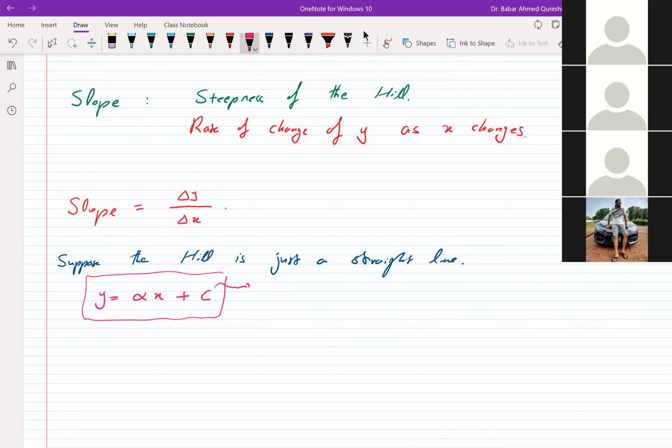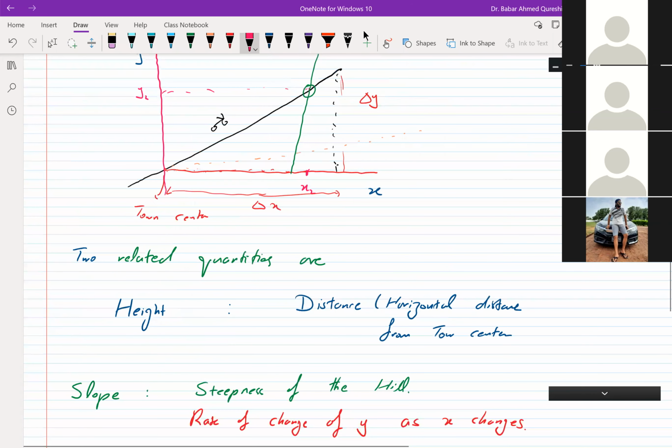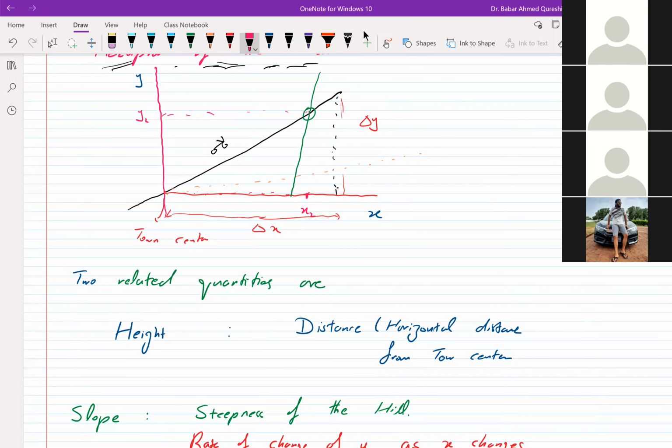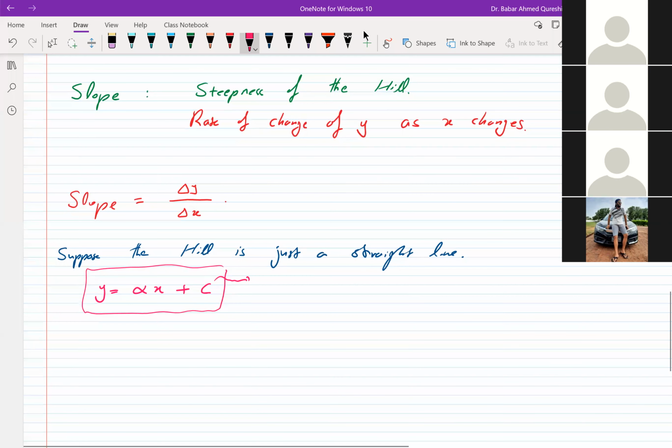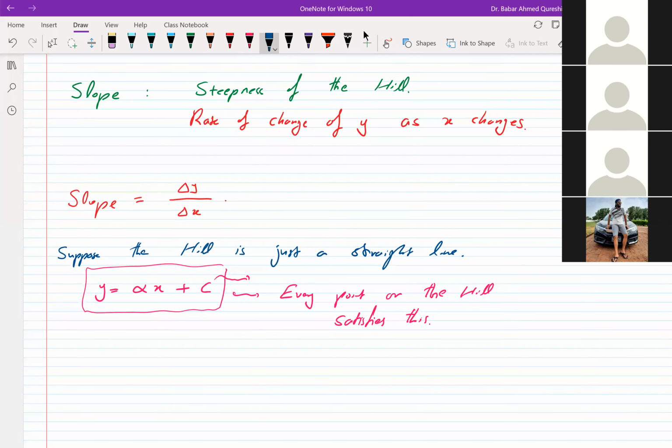So what do I mean by that? This is given by this equation. It means every point on this hill, no matter where you are, satisfies this equation. Every point on the hill satisfies this. So in other words, we mark that point x2 and y2. So this would be true for that point.